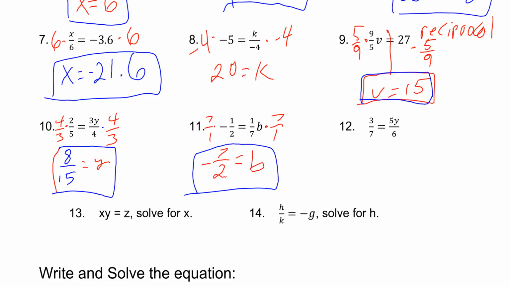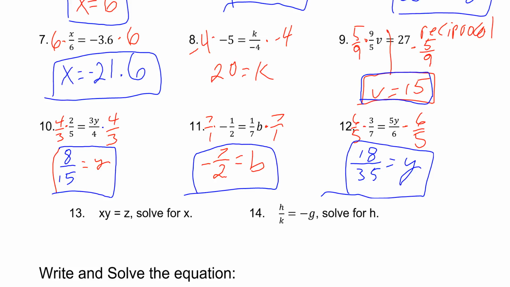Alright, number 12. We're going to multiply by 6 over 5 on both sides. 6 times 3 is 18. 5 times 7 is 35. And that equals y. And I don't believe that reduces. And there's our answer. That's all there is to it.